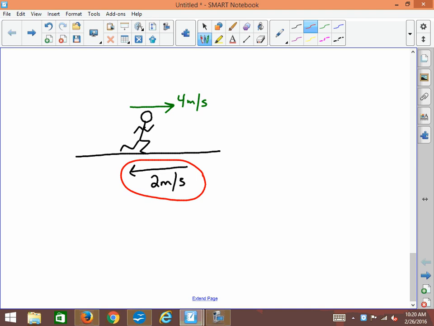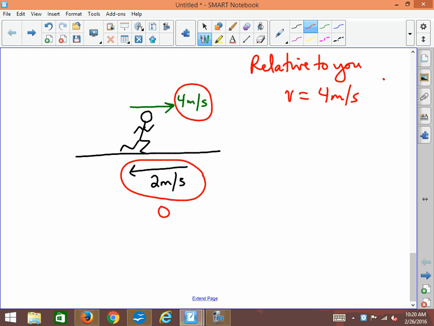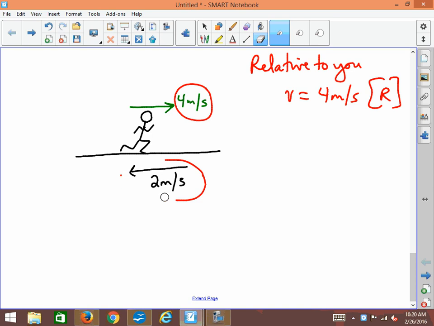Which means that if this is like a 0, you're going to think you're moving at 4 meters per second to the right. So we would say that relative to you, your velocity is 4 meters per second to the right. But if we change it up so that I'm watching you from a different perspective, let's erase these lines.